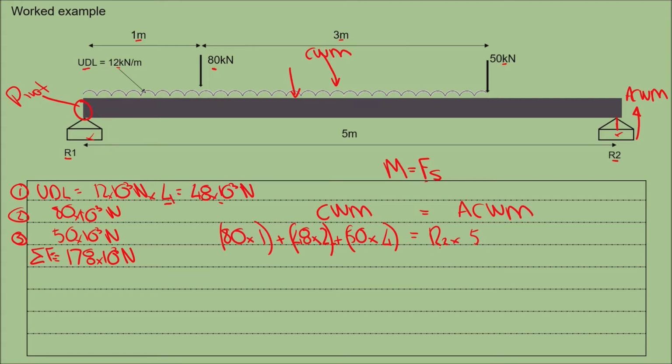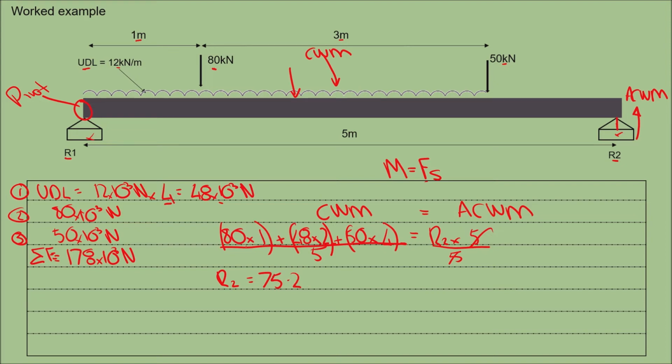Alright, so we want R2 on its own. So we're going to divide both sides by 5. Divide by 5, and these will cancel out here. So when we've popped that into our calculator, the support reaction at R2 is going to equal, and I'll give you a minute to calculate that. So the support reaction at R2 is 75.2.